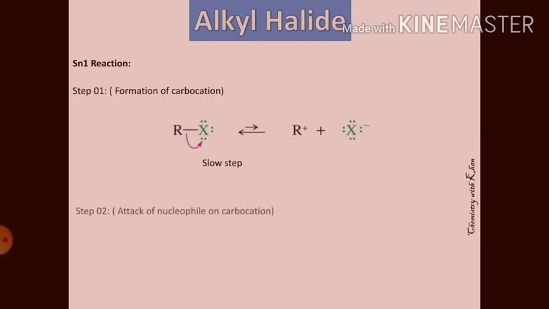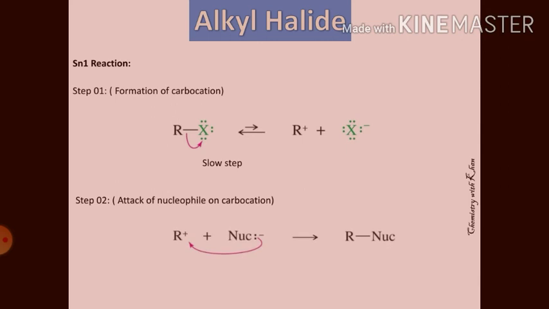Now the second step is the attack of the nucleophile on the carbocation. Look at this. The nucleophile is attacking the carbocation and the bond is forming. Now the energy diagram of the SN1 reaction.